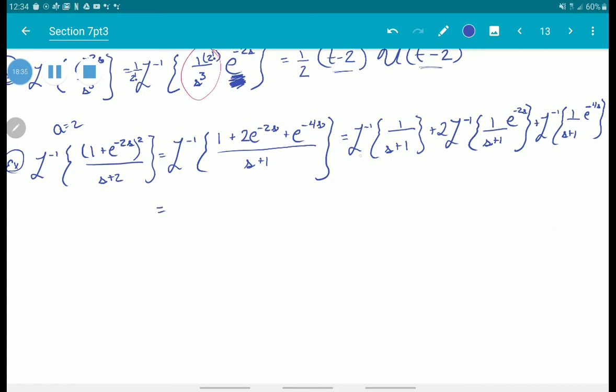So, first piece is easy. This is in the form of s minus a. Our a is a negative 2.